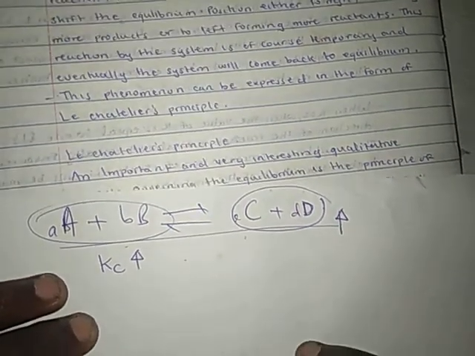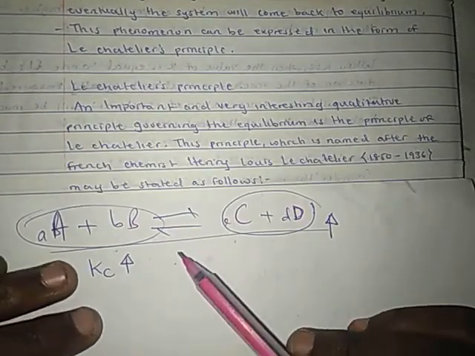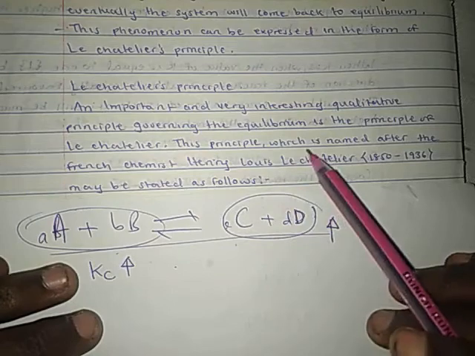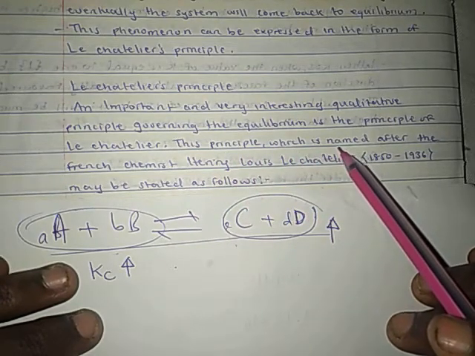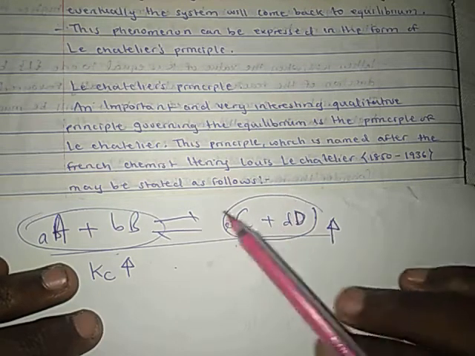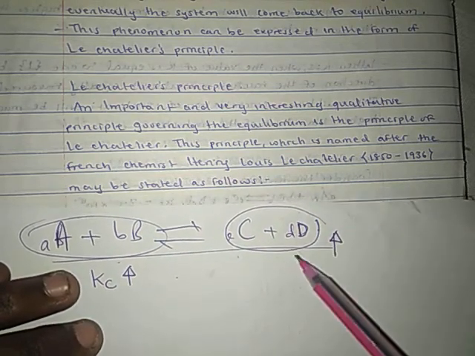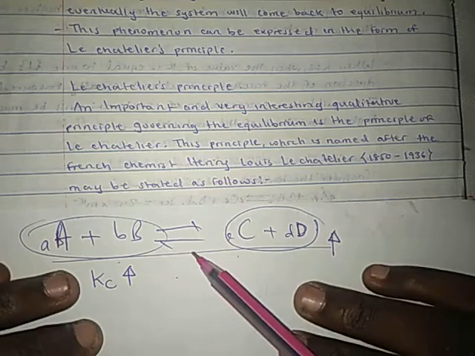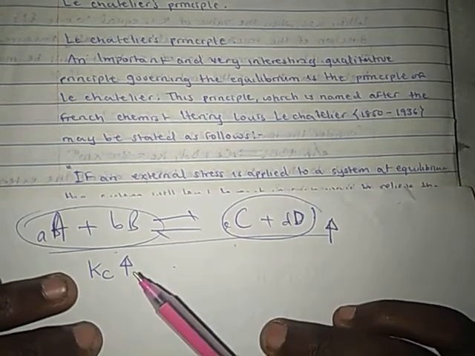Le Chatelier's anasemaje? Principle ni ile ambayo tulisoma form 3, Le Chatelier's principle. Kwamba this is an important and very interesting quantitative principle governing the equilibrium. Now, the principle of Le Chatelier is named after the French chemist Henry Louis Le Chatelier, ambaye aliishi 1850 hadi 1936, and can be stated as follows. Principle ni ile ya form 3, lakini hapa kuna vitu ambavyo wameviweka.